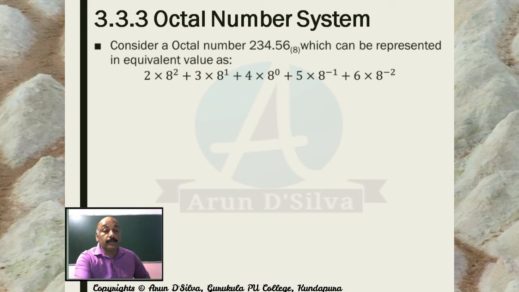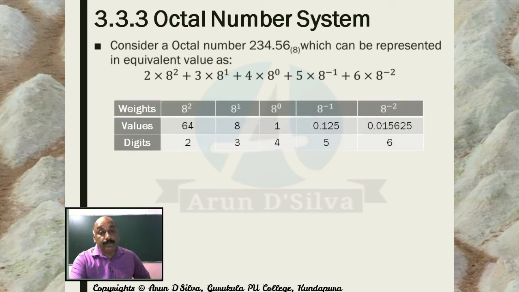So that means, look at here how it represents. Now here 8 to the power 2 is there, 8 to the power 1 is there, 8 to the power 0 is there, 8 to the power minus 1, 8 to the power minus 2 is there. What is the weightage? 8 to the power 2 is 64, 8 to the power 1 is 8, 8 to the power 0 is 1, 8 to the power minus 1 is 0.125, 8 to the power minus 2 is 0.015625. This is the value that will be there. If you multiply by the respective digits and take the sum, you will get the decimal equivalent. So this is the way the octal number system is represented.